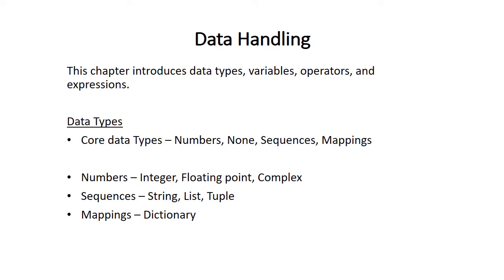So, shall we start? This chapter introduces data types, variables, operators, and expressions. Now, the data types. In Python, the data types can be mainly classified into four: numbers, none, sequences, and mappings. Numbers can be classified mainly into three: integer, floating point, complex. Sequences can be classified into three: string, list, and tuple. And mappings include the dictionary.